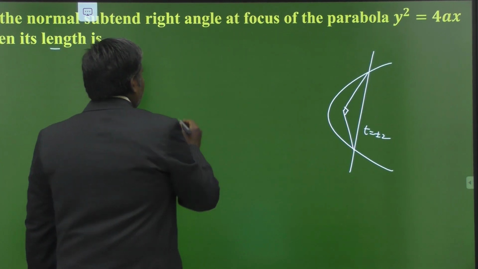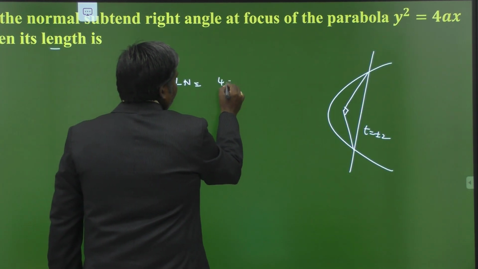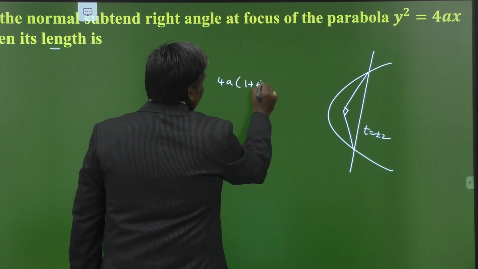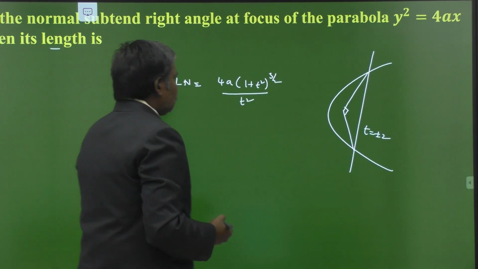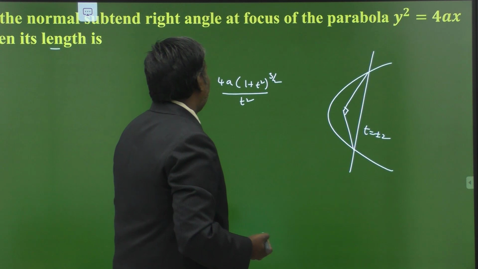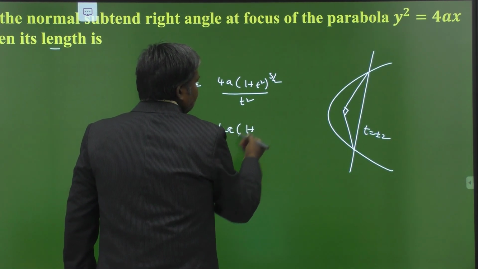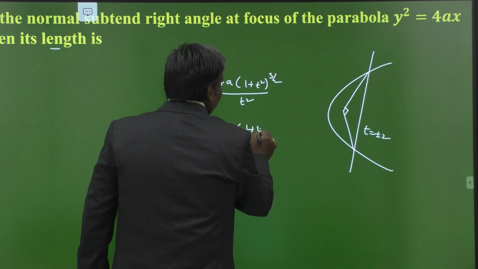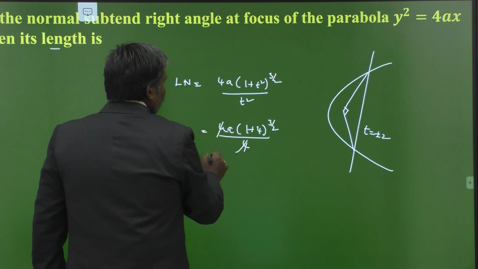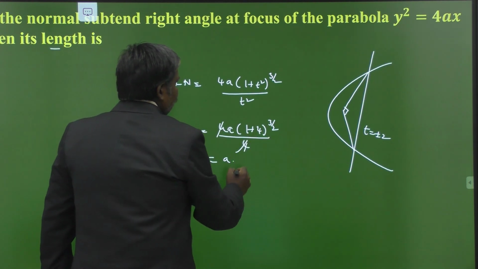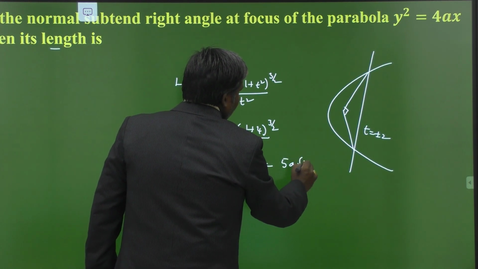And moreover, we have the length of the normal chord, what is that? 4a into 1 plus t square whole to the power of 3 by 2 by t square. Just replace t by 2, we obtain the length of normal. That is 4a into 1 plus t square is nothing but 4 whole to the power of 3 by 2 by t square is 4. 4 gets cancelled. A into 5 root 5. So the answer is 5a root 5.